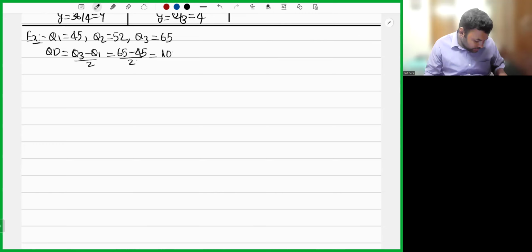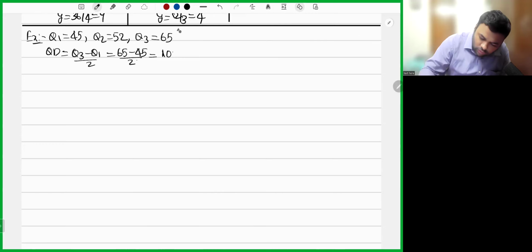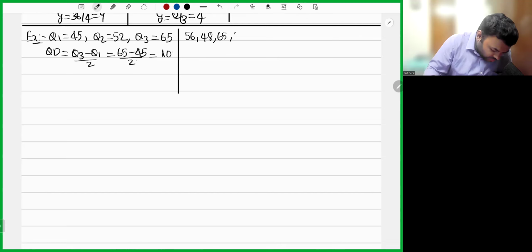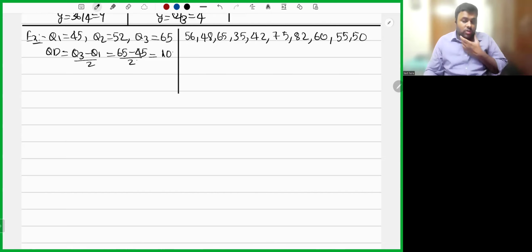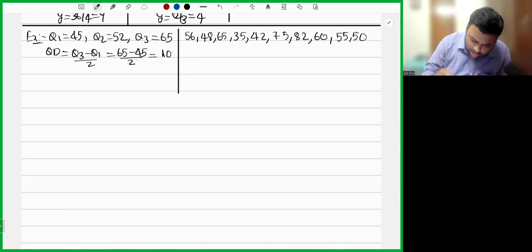Now, one more example. This is your ICA question, what I have written just now. The data is 56, 48, 65, 35, 42, 75, 82, 60, 55, and 50. I need to calculate the quartile deviation. So first, my dear friends, I'll go ahead and arrange the data in ascending order.